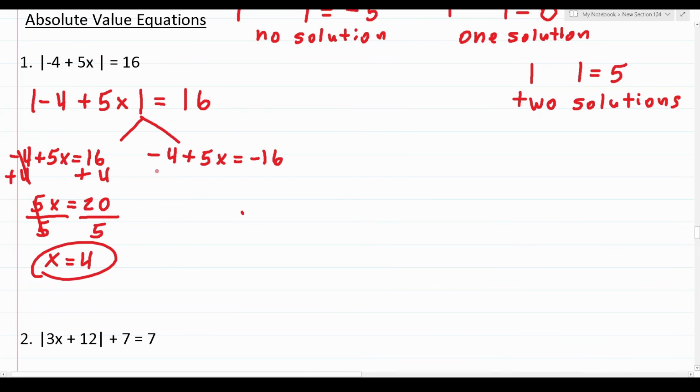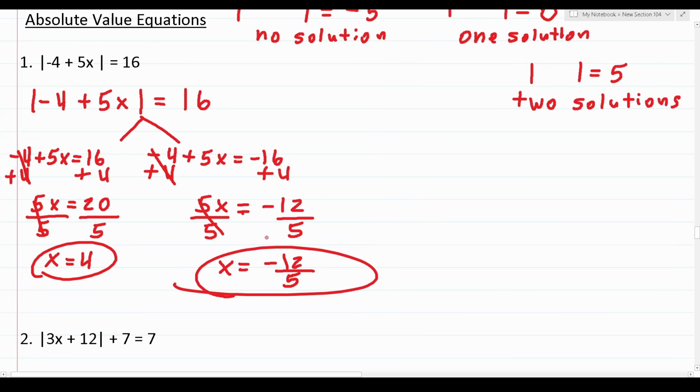Now let's go ahead and work over here. Let's add 4 to both sides. This crosses out, leaving you with 5x equals negative 16 plus 4, which is going to be negative 12. Divide both sides by 5 now. This crosses out, so we can see x is negative 12 over 5. That's another one of our solutions.